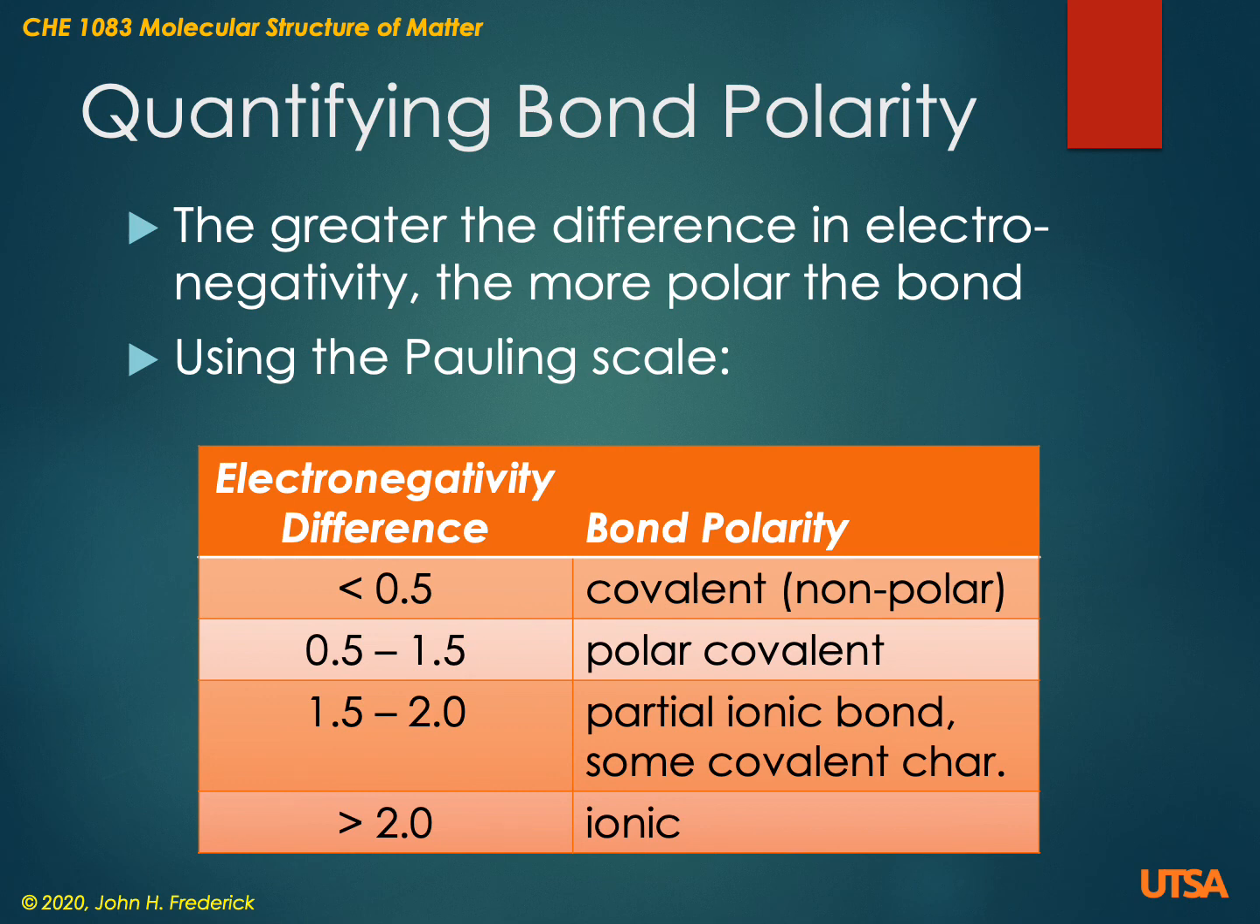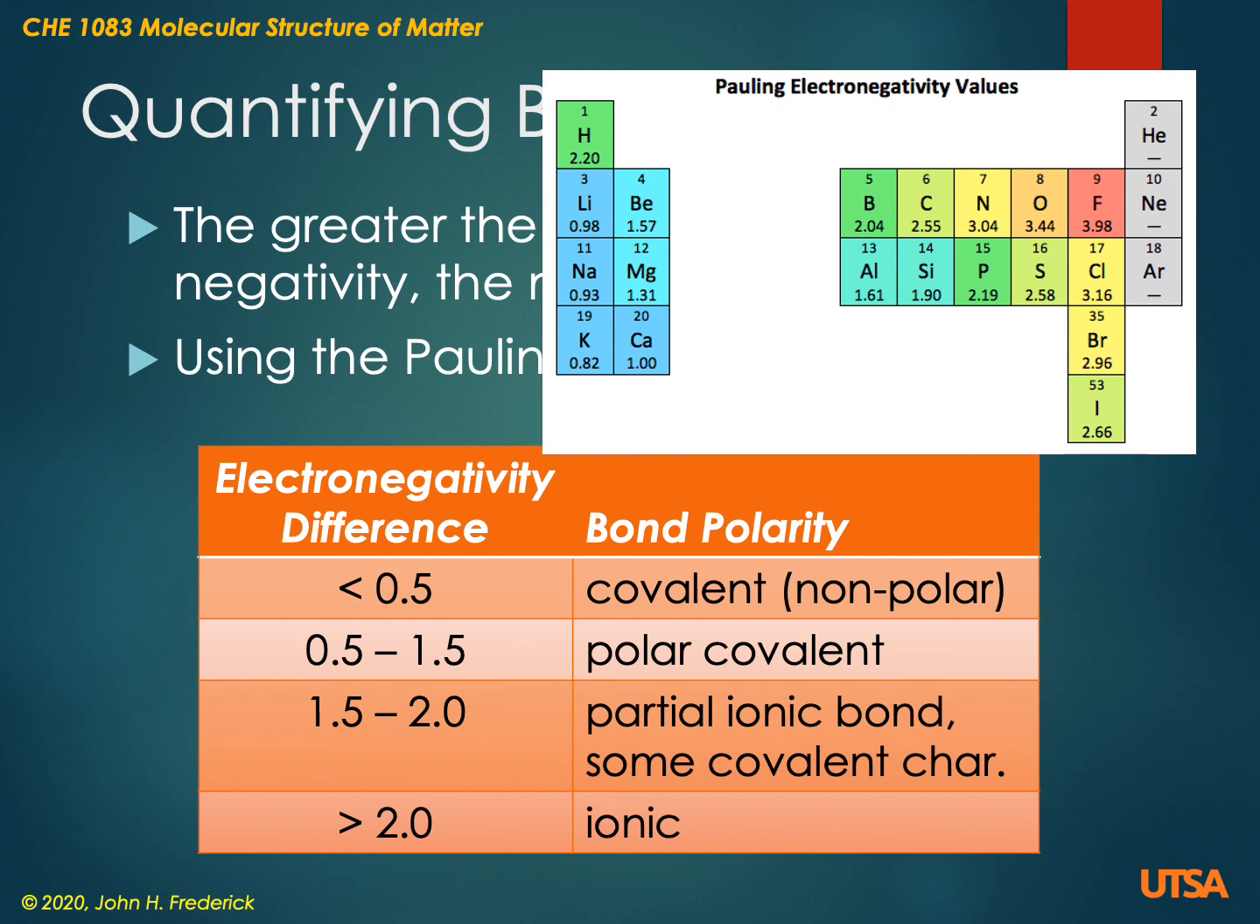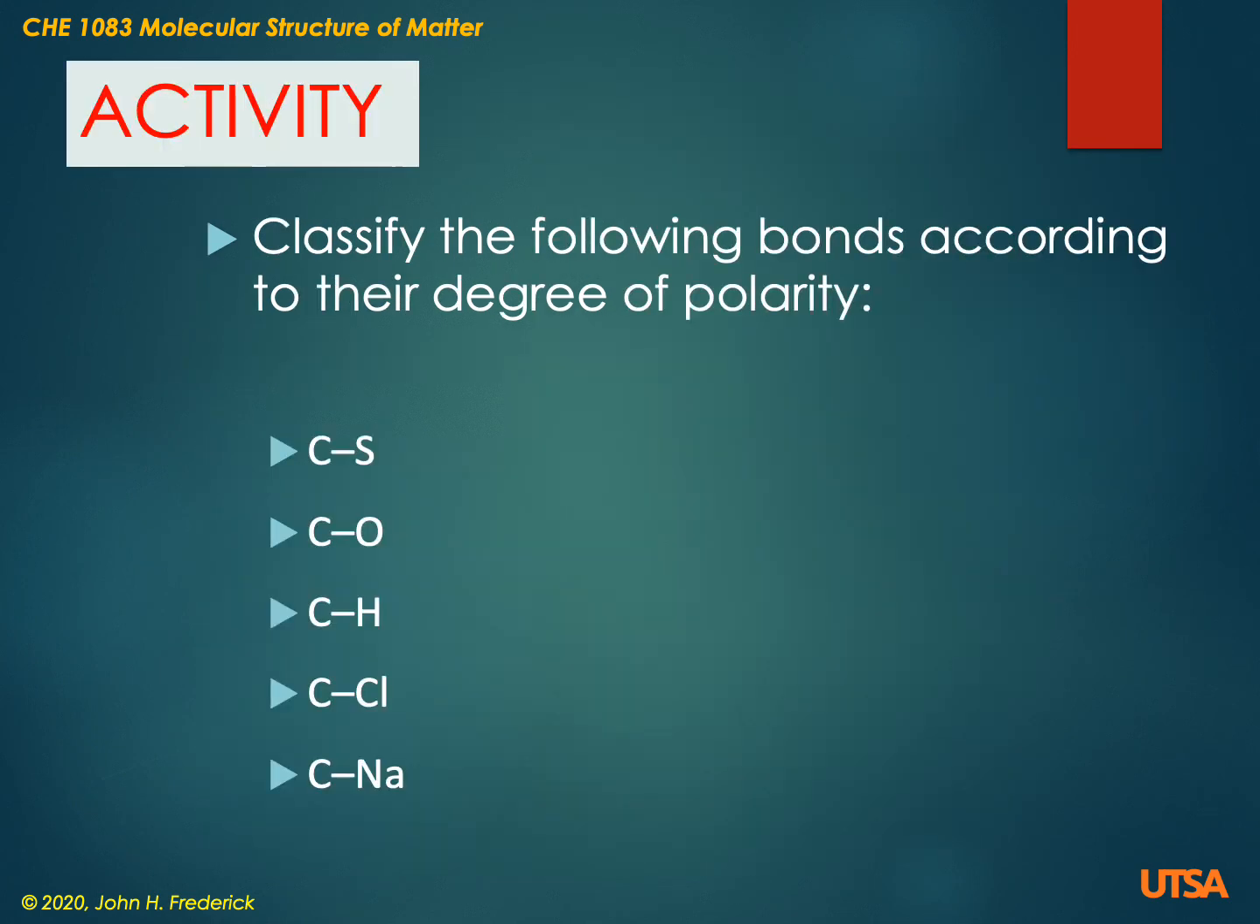Now there's nothing magic about these division lines in these differences in electronegativity. This is just a rough guide that you can use to assess how polar a bond might be. All right, so once again we look at these Pauling electronegativity values, and you can see that anytime we have a nonmetal attached to a metal, we're likely going to have an electronegativity difference that is greater than 2, certainly very large. And so that's what gives rise to these ionic compounds.